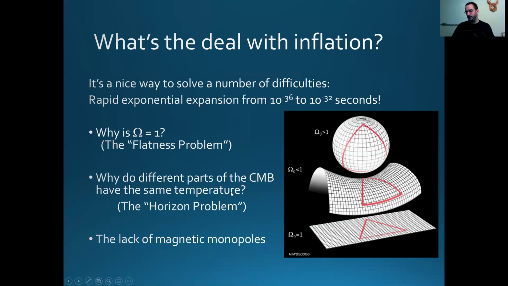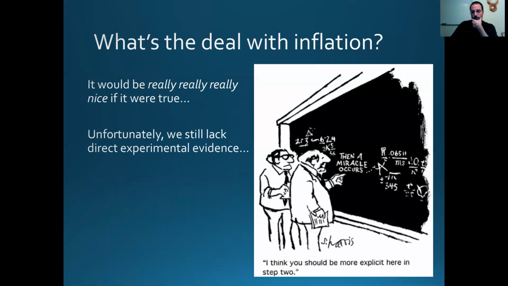Why would different parts of the universe be at exactly the same temperature, to within parts in 10,000 or parts in 100,000? Some theories in physics also predict these things called magnetic monopoles, which no one has ever observed yet. Why don't we see any of those? So inflation kind of solves all of these problems.